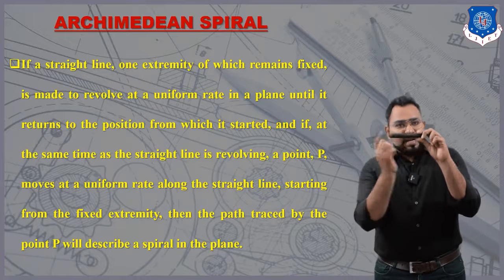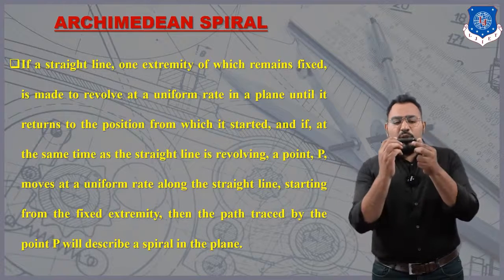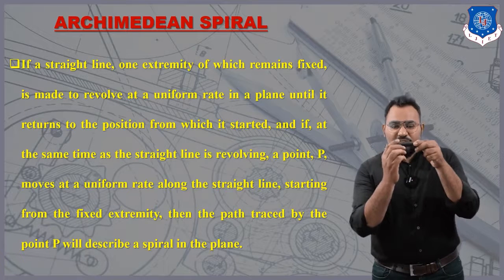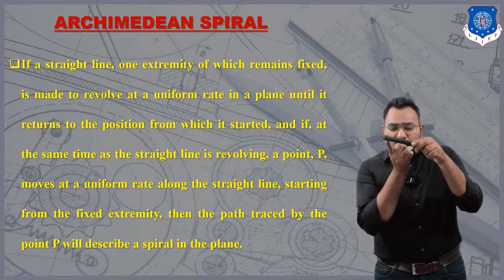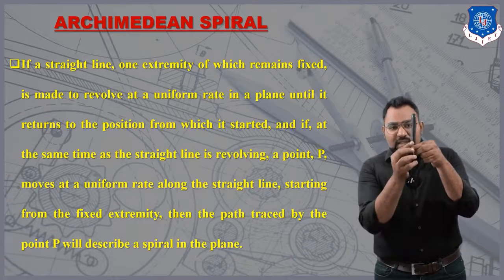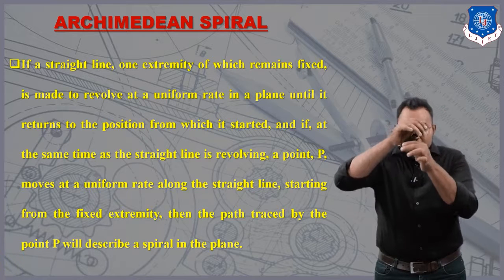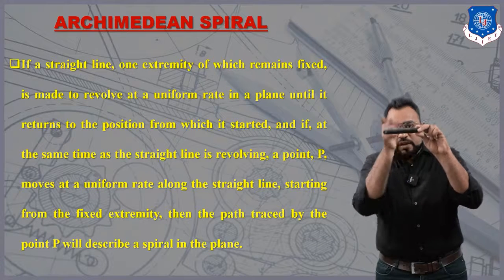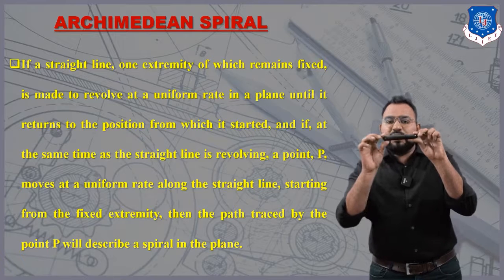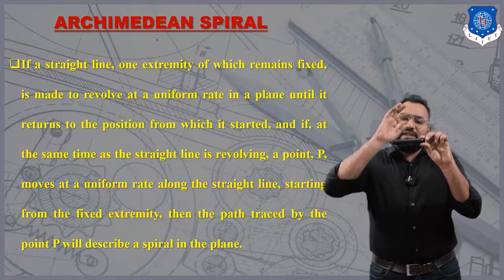That means here it is one straight line, one of the ends is fixed, that means one of the extremities is fixed, and what you have to do? You have to revolve it. So this is revolving like this until it reaches its original position, a total 360 degree revolving, and now it reaches its original position from where it started.